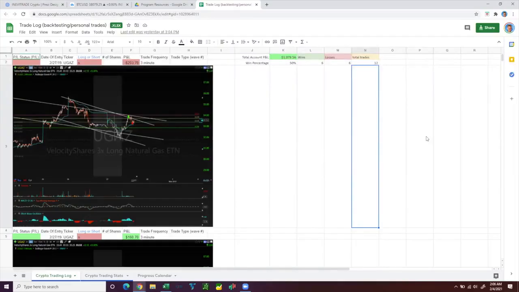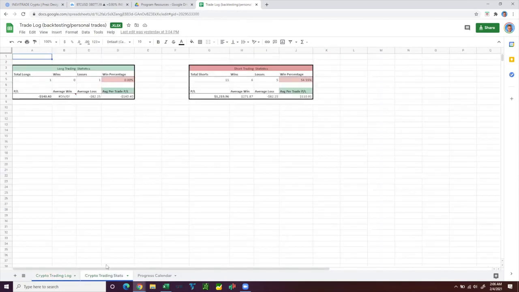All right, so now we're going to go over how to use the trade log backtesting sheet. So I built multiple sheets for you to use. One shows you your stats, so your winning percentage, wins, losses, average win, average loss, average P&L per trade, and total P&L for longs and shorts. So I coded all of this in so that basically you just enter it in a certain place, a few certain places, and all of this auto populates.